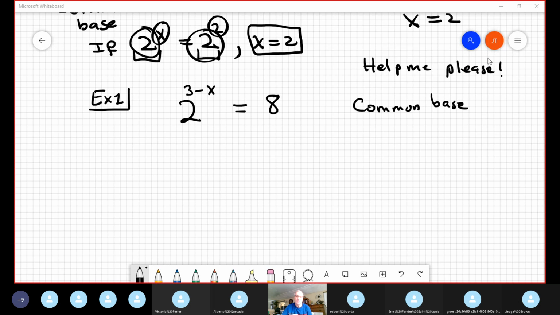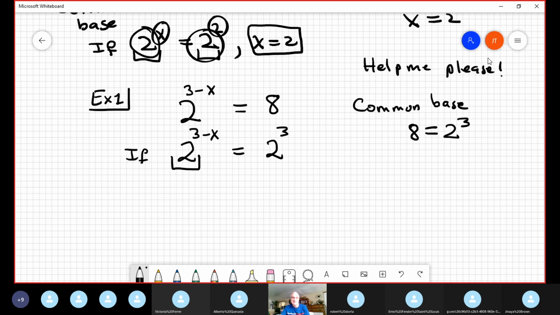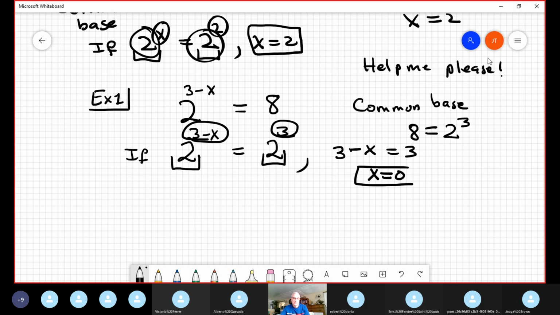Okay, you know the fact that 8 is 2 to the third power, no? 2 times 2 times 2, 3 times is 8. So you copy 2 to the 3 minus x is equal to the cubic. In that moment, we have two exponential functions and the base is the same. Therefore, the exponent is the same. You copy 3 minus x equals 3. This exponent is equal to this exponent. When you solve for x, it's 0. Okay, the answer is 0.